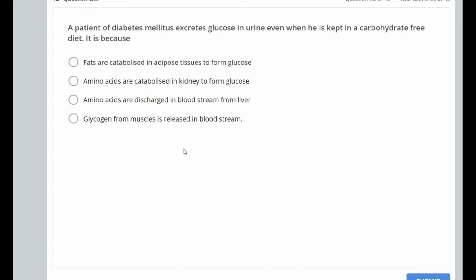38th question. A patient of diabetes mellitus excretes glucose in urine even when he is kept on a carbohydrate-free diet. It happens because fats are catabolized in adipose tissues to form glucose. Amino acids are catabolized in kidney to form glucose. Amino acids are discharged into the bloodstream from the liver. Glycogen from the muscles is released into the bloodstream. Option A is the right answer.